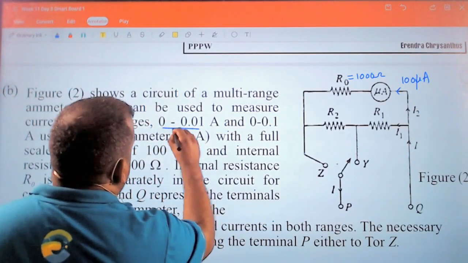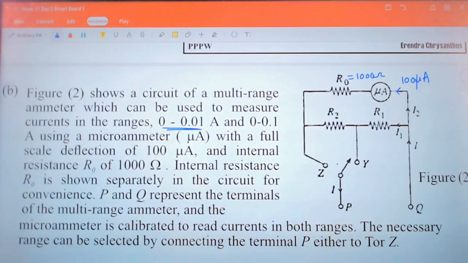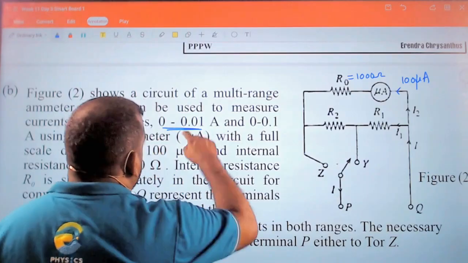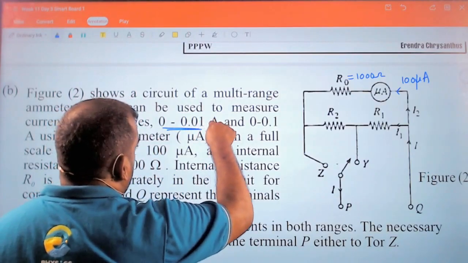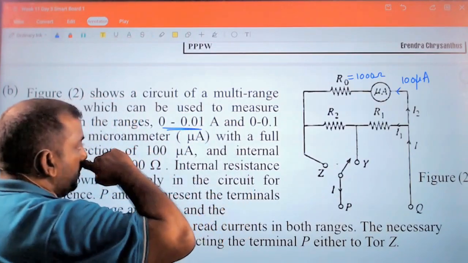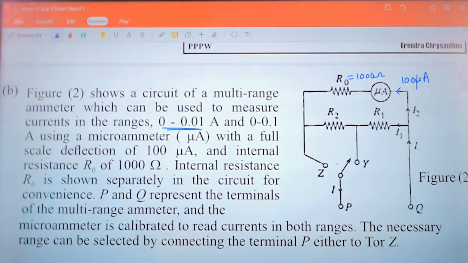0.001 and 0.1 ampere using microammeter. So how many microamperes is that? 10,000 microamperes. Right. Now how will you solve this?